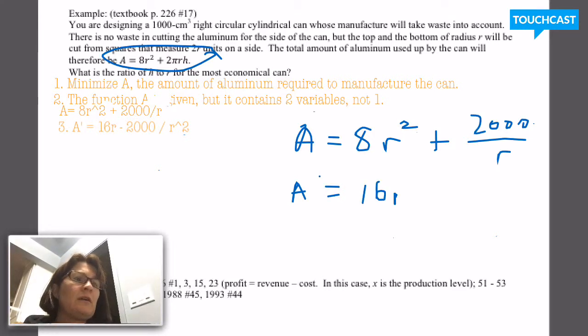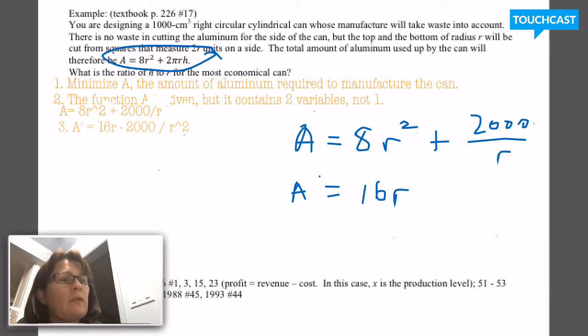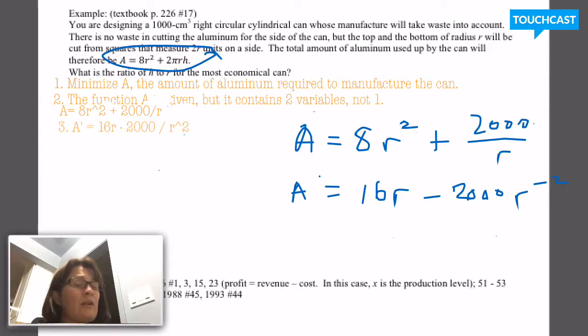That's going to be 16r. For me, when I think of taking the derivative of 2,000 over r, I think of that as 2,000 times r to the negative 1. So the derivative is going to be 2,000 times a negative 1 times r to the negative 2. So you could write 16r minus 2,000 r to the negative 2, or that's the same as 16r minus 2,000 over r squared. So I've written A prime here.